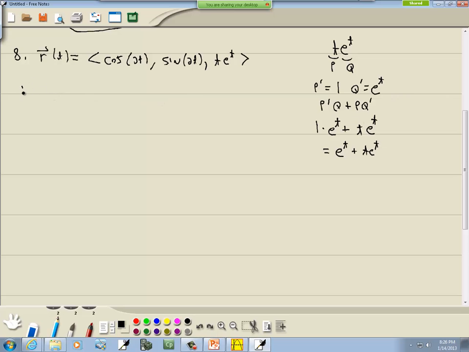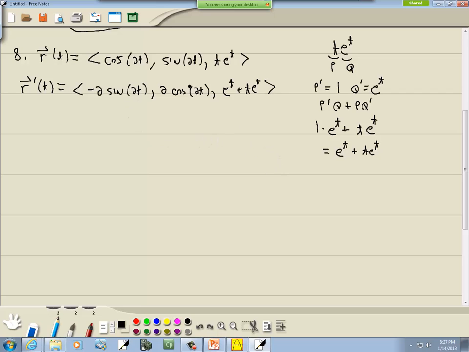Okay, so for our first derivative, the derivative of cosine is negative sine, but since this is more than a single t in here, we have to multiply times the derivative of this. Well, the derivative of 2t is a 2, so this is going to become negative 2 sine 2t. Now the derivative of sine is cosine, but since we have more than a single t here, we have to multiply it times the derivative of 2t, which is, again, 2. So this becomes 2 cosine 2t. And the derivative of this is this over here. So this becomes e to the t plus t e to the t.